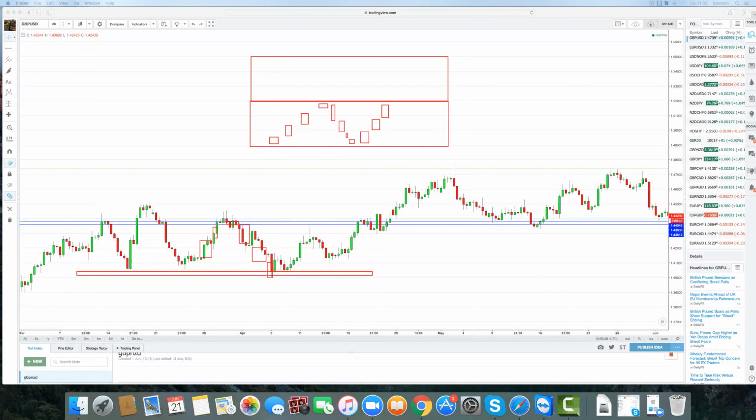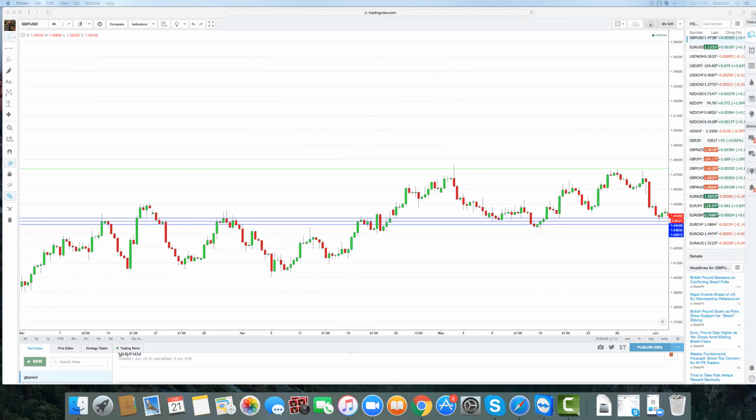So just a quick recap. Support and resistance, okay? Support is an area where I believe buyers are coming into the market, and this is an area of price. And obviously the same for resistance. Resistance is an area where I believe sellers are coming into the market.